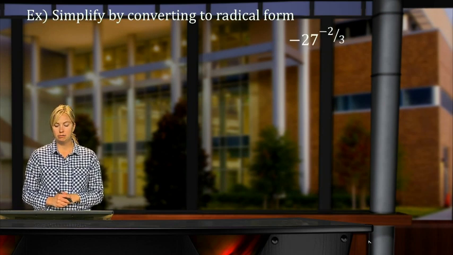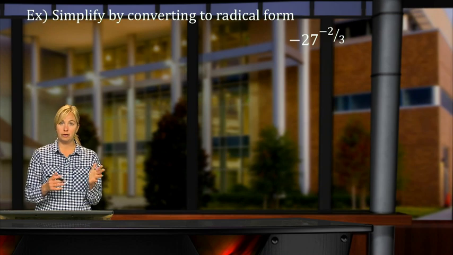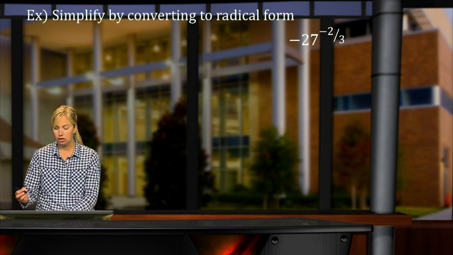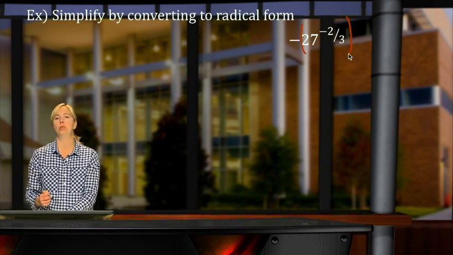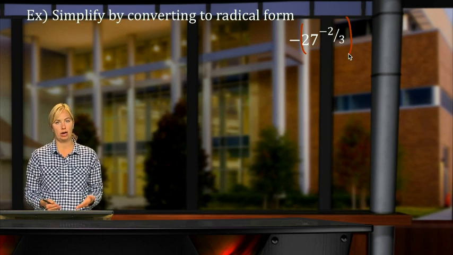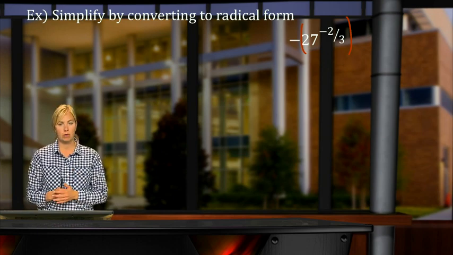Next, negative 27 to the negative 2/3 power, or negative 1 times 27 to the negative 2/3. So we're really driving this point home that that negative, unless it's included in parentheses, is not going to be part of the radical expression.